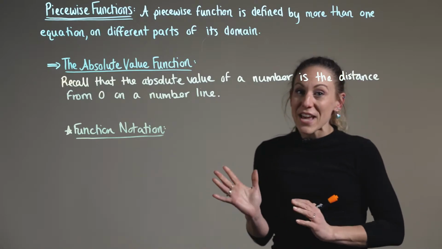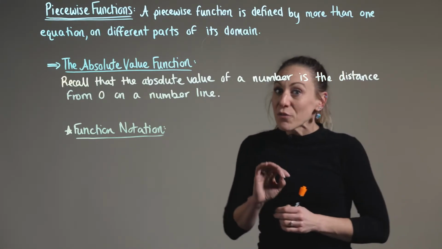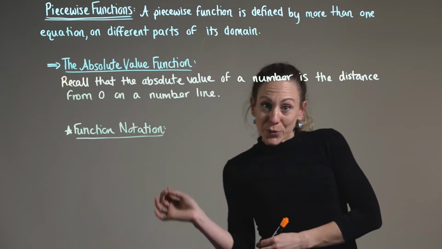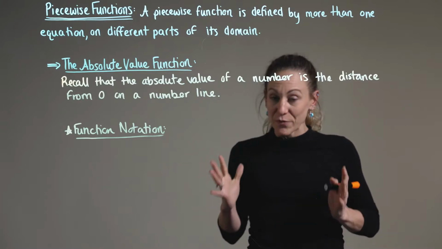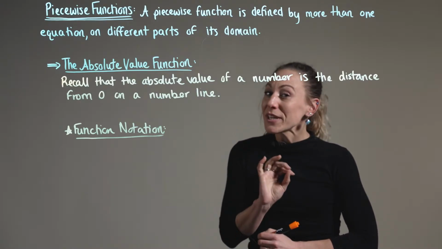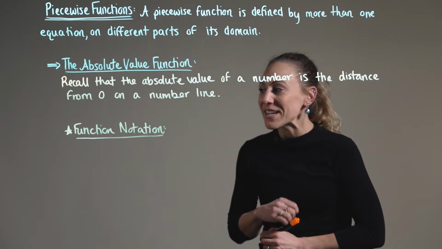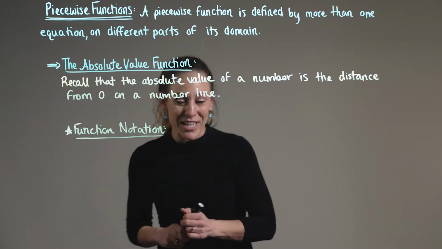So recall that the absolute value of a number is defined as the distance from that point to the origin on the number line. So in other words, the absolute value of a number is a distance and must be positive. So keeping that fact in mind, we define the absolute value function using the following notation.